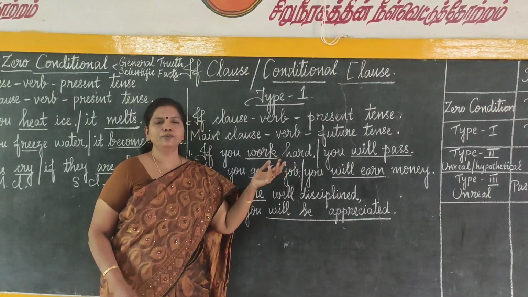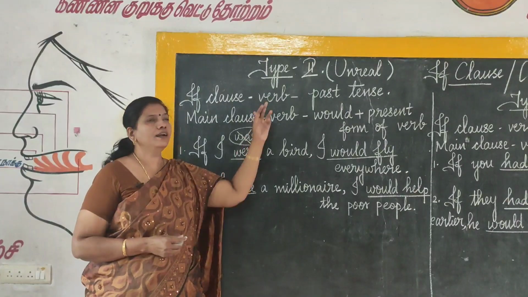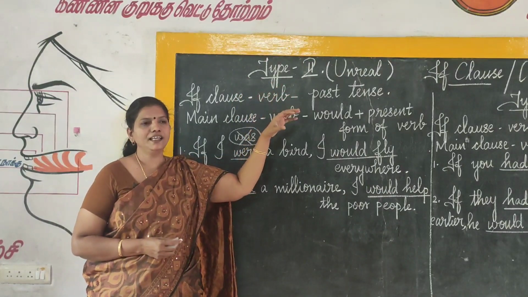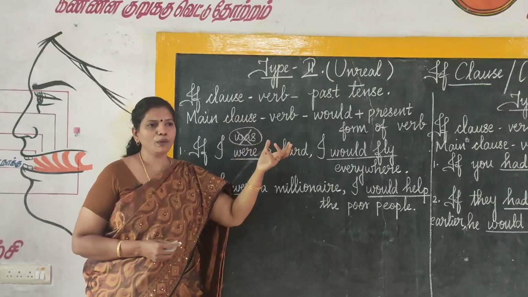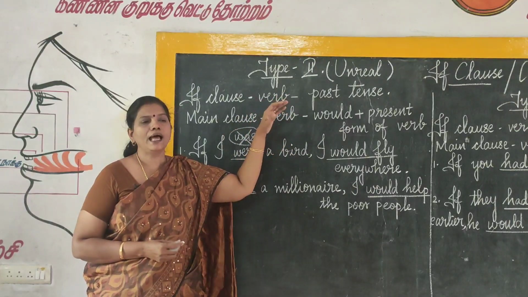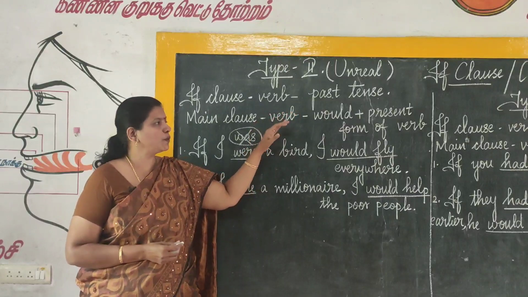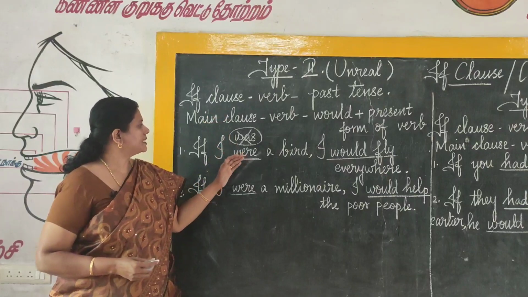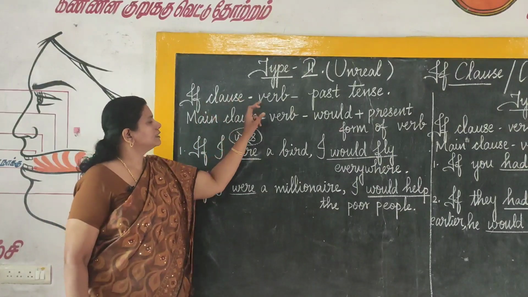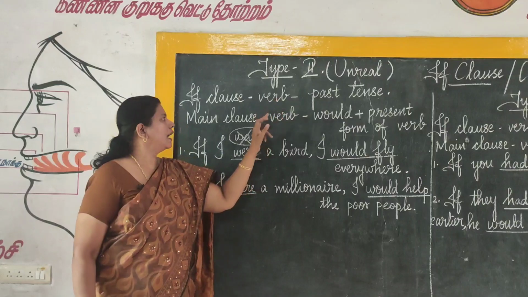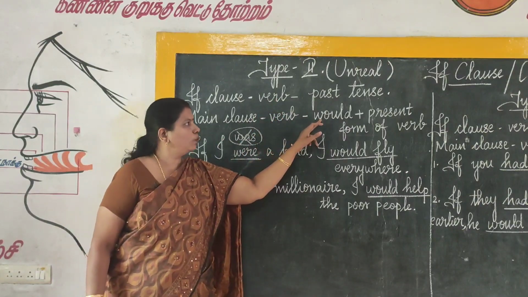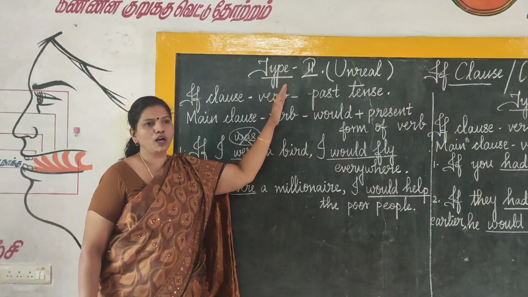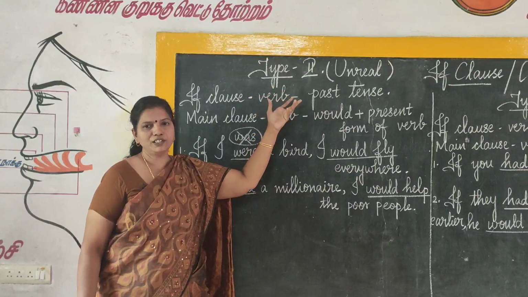Next, let us learn type 2. It is otherwise called unreal condition, unreal or hypothetical or improbable condition. These things will happen only in imagination. It is possible only in imagination. So, it is an imaginary condition. Let us see two examples. The verb in the if clause will be in past tense, and the verb in the main clause will be in would plus present form of verb. This is the structure for type 2 if clause, improbable condition or imaginary condition.